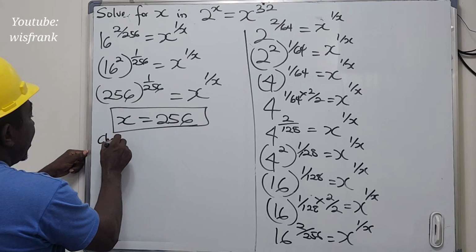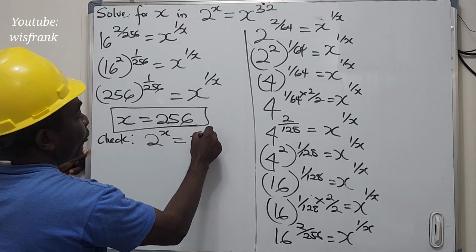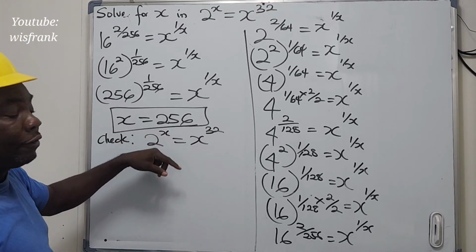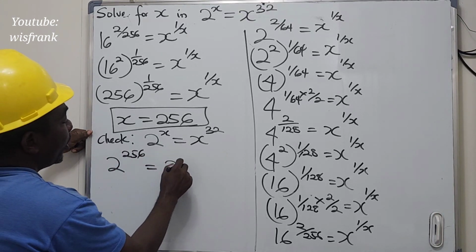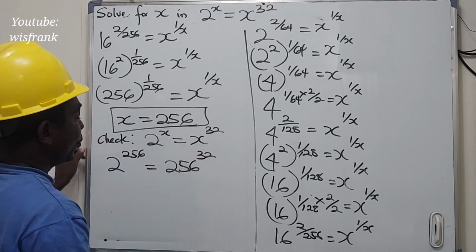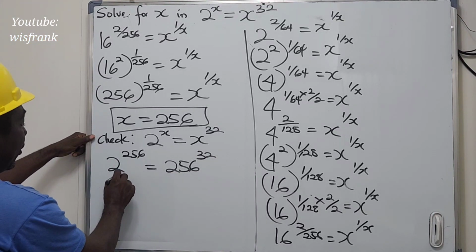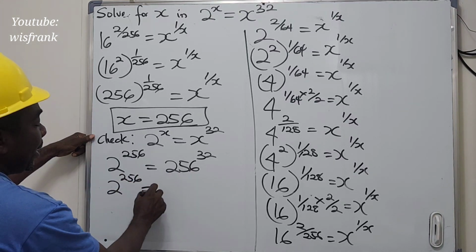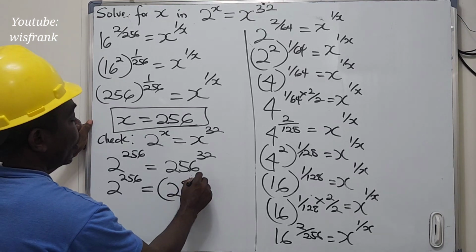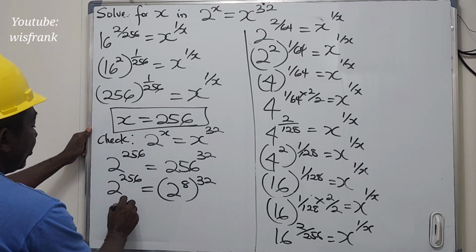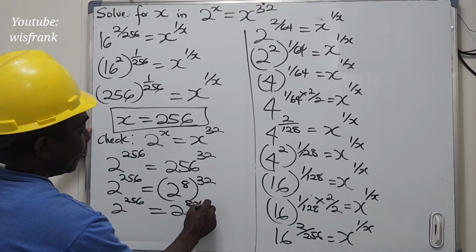Let us confirm and check whether it holds when we substitute x equals 256 into 2 to the power of x equals x to the power of 32. So this will become 2 to the power of 256 equals 256 to the power of 32. So here we have 2 to the power of this. Let us make 256 the same base as 2. So this will give us 2 to the power of 8, all to the power of 32. So 2 to the power of 256 equals 2 to the power of 8 times 32.